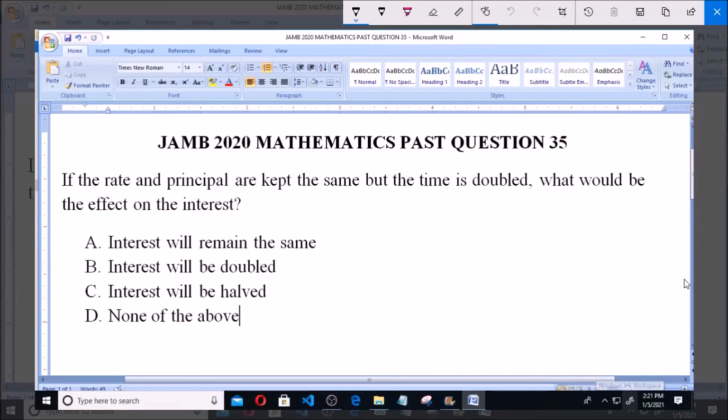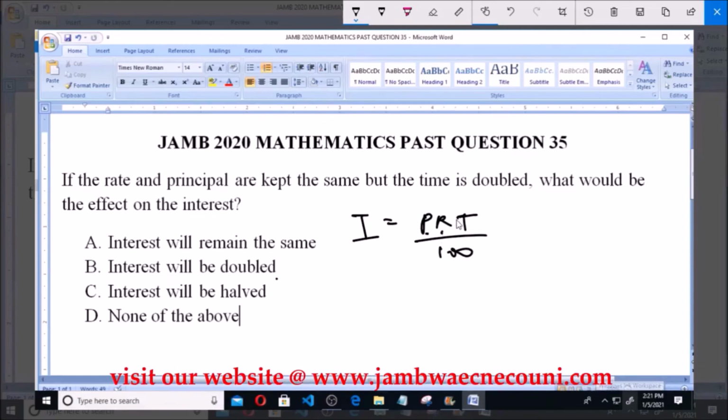If the rate and principal are kept the same but the time is doubled, what would be the effect on the interest? Now, the interest here is the simple interest, and as we know, simple interest I is given as PRT all over 100, that is the principal amount times the rate times the time over 100. This I here represents the simple interest. Now, if the principal P and the rate R are kept the same, and the time t is doubled, we have I is equal to PR multiplied by 2t all over 100.